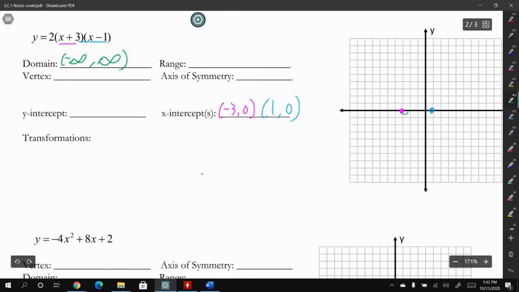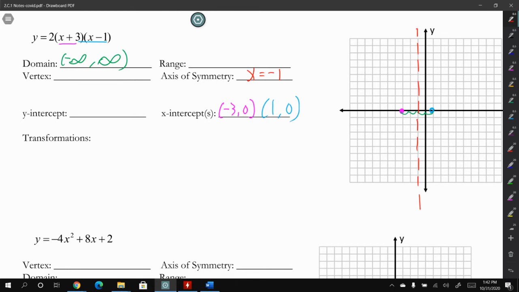Now the axis of symmetry will be halfway in between those. So if we look, we have 1, 2, 3, 4 units in between them. So the axis of symmetry will be right between them, halfway. And that is at x value of -1. So my axis of symmetry is x equals -1.